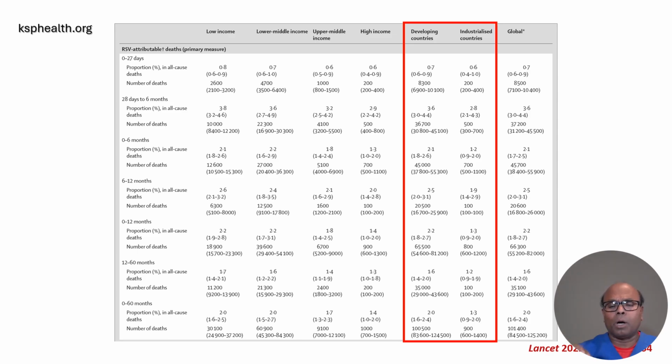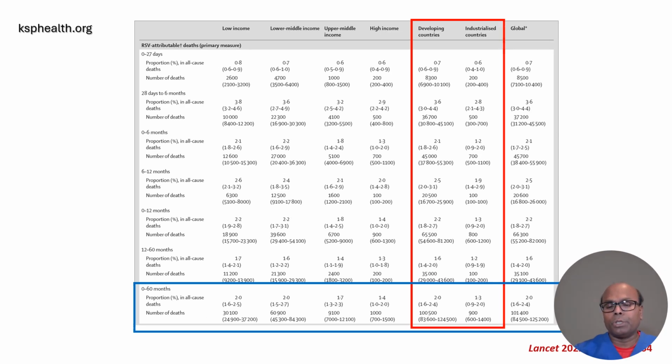But when you look at the mortality associated with RSV bronchiolitis, the numbers are staggering and show 900 deaths in the industrialized nations. In developing countries, it was 100,500 patients, which is 1,000 times higher. So you see disproportionately higher incidence of death in children less than 5 years in developing countries when compared to industrialized nations.